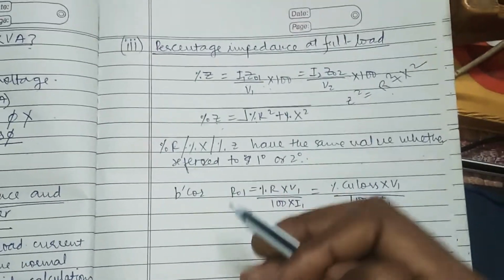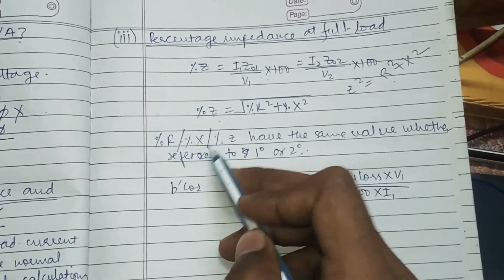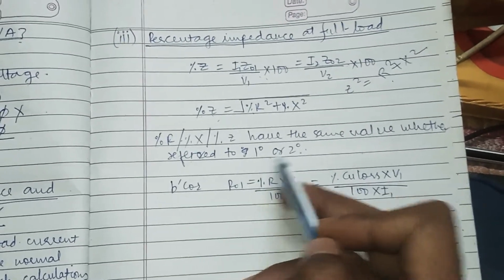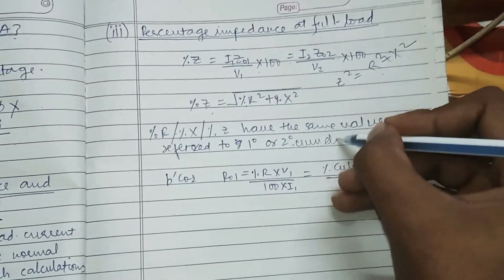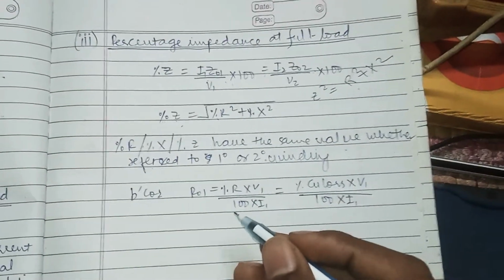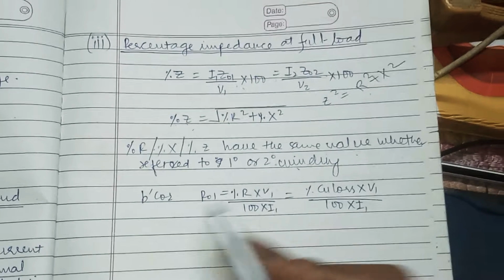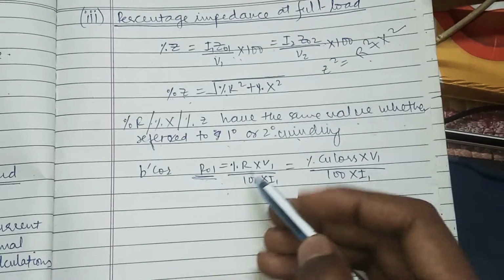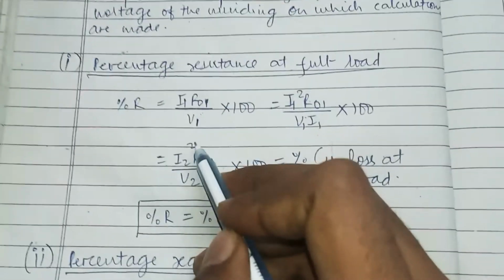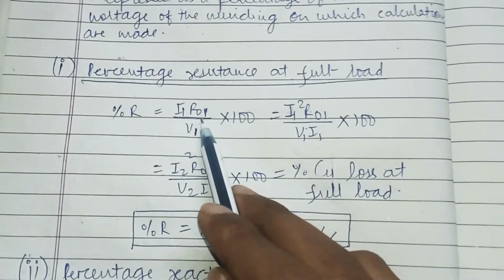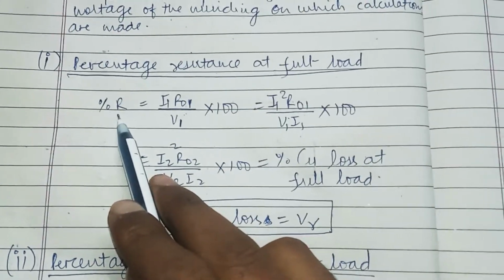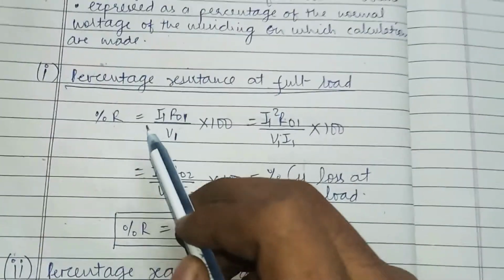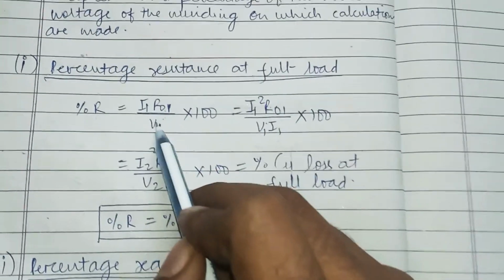Percentage resistance, percentage reactance, and percentage impedance have the same value whether referred to the primary winding or the secondary winding. You may wonder why they have the same values when referred to primary or secondary. It is because they are ratios. Consider the example of resistance. Percentage R, which we can also refer to as VR or copper loss, gives R01.